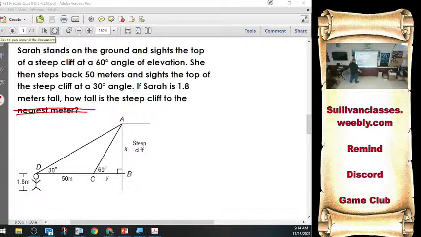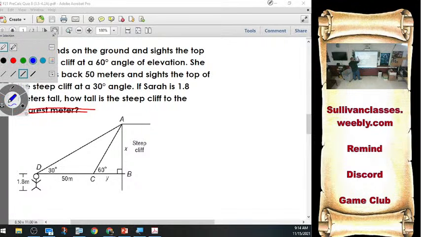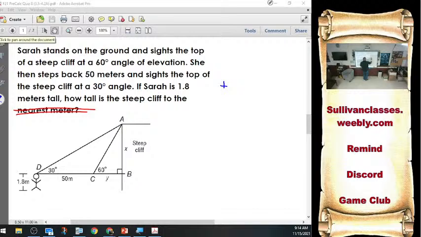So I know that the tangent of 60 is opposite over adjacent. I know that the tangent of 30 is opposite over adjacent, which is an entire 50 plus y.